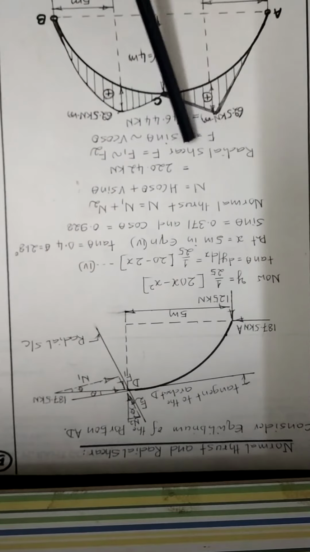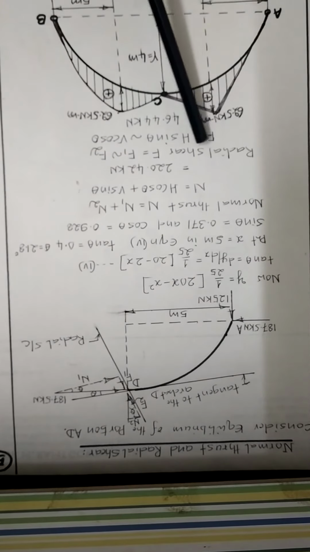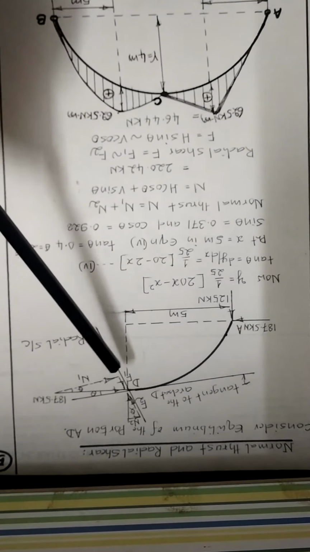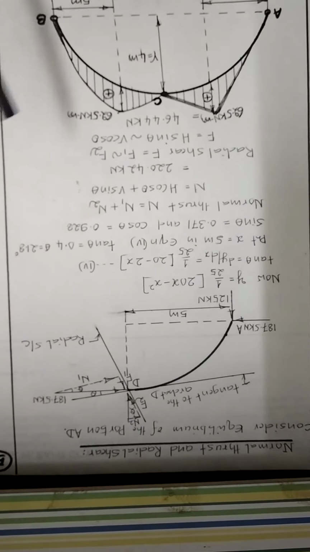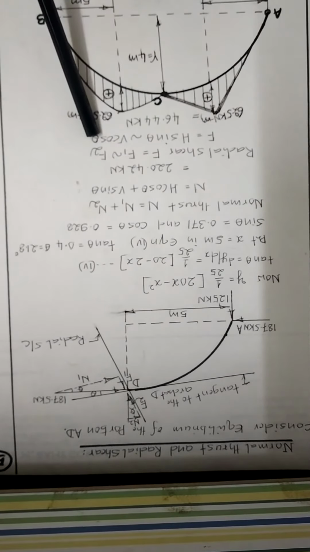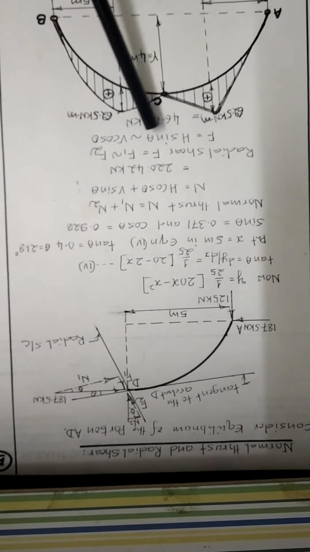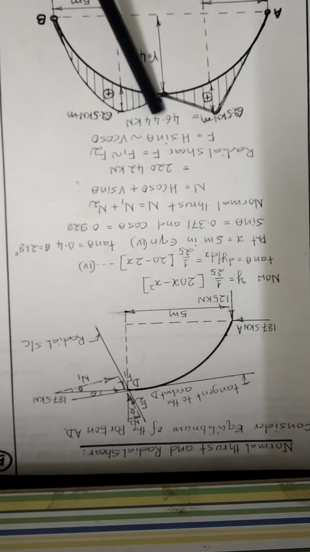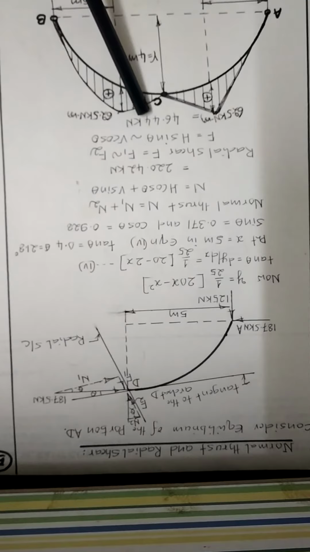Similarly, compute the radial shear, given by F equals F1 minus F2, because the directions of F1 and F2 are opposite to each other. That is given by F equals H sin theta minus V cos theta. Substituting the values of H, sin theta, V and cos theta and simplifying, the value works out to be 46.44 kilonewton.